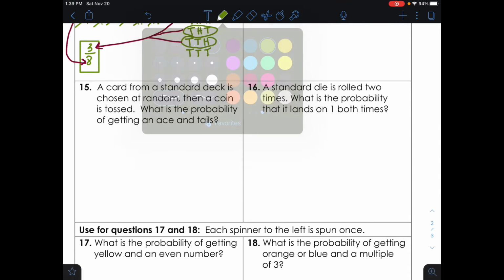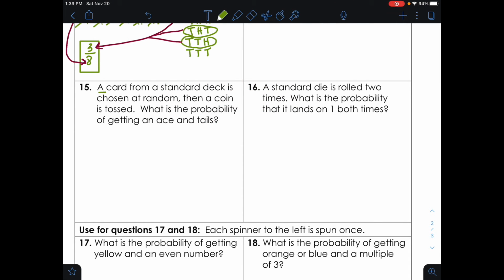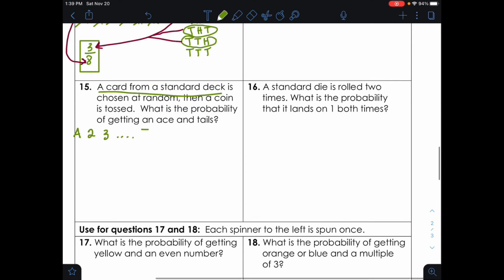A card from a standard deck of cards is chosen at random. So we know we're going to have to use that 52. Then a coin is tossed. What's the probability of getting an ace and a tails? Okay, so I'm not making a tree diagram for this because we got 52 things we would have to do. We would have to be like ace, 2, 3, you know, all the way to jack, queen, and king. And then you still have to do a coin toss. You still have to do heads, tails, heads, tails.